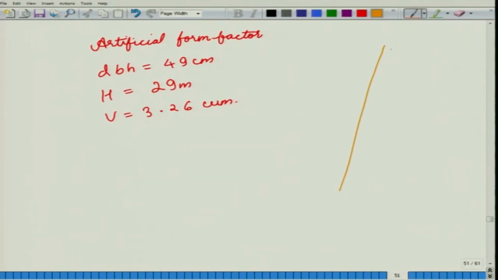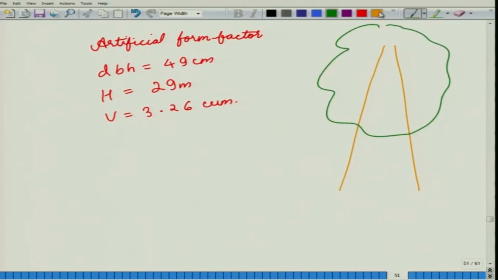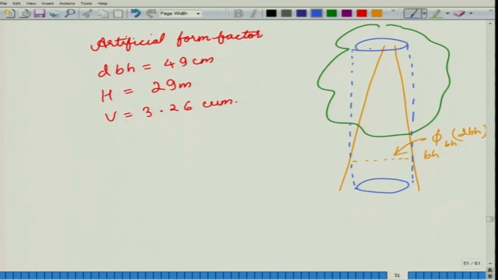You are asked to find out the artificial form factor. So, how do we get the artificial form factor? We consider this tree, we consider the breast height. You know the diameter at breast height, or the dBH. At this point we draw a cylinder with diameter equal to dBH and height equal to the height of the tree. The artificial form factor would be the volume of the tree divided by the volume of the cylinder.